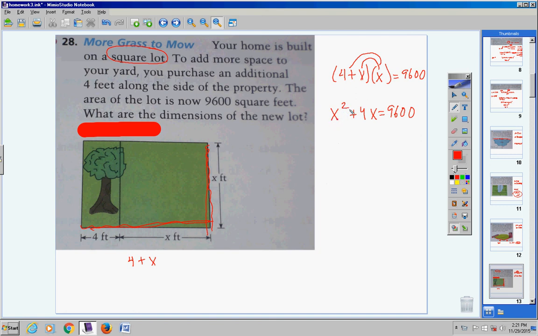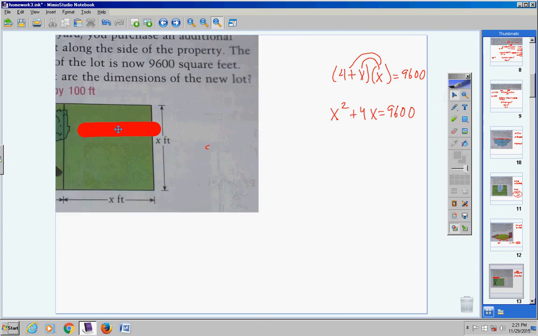The only way I can solve this, I cannot use the square root method because I have an x term right here, or a b term, whatever you want to call it. Okay, I've got an x term here. So I know that I can't use the square root method, so I have to use completing the square or the quadratic formula. Obviously, the quadratic formula would be a lot easier to use. Okay, so I'm going to use the quadratic formula to solve this problem.